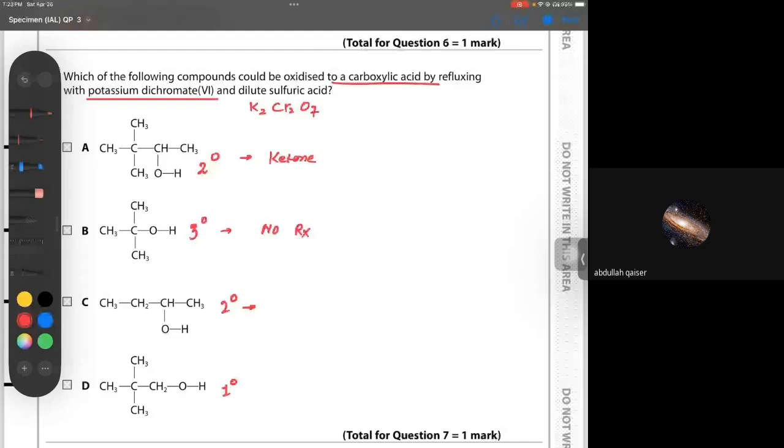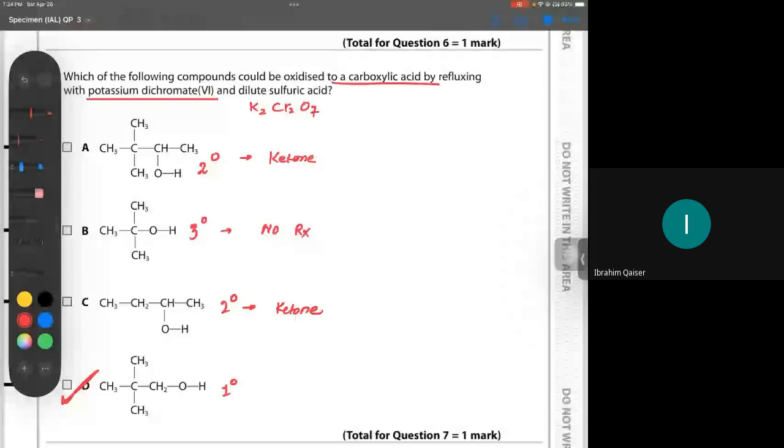Secondary alcohol can be oxidized into ketone. Tertiary alcohol cannot be oxidized. Tertiary alcohol gives no reaction with this oxidizing agent. Again, secondary alcohol can be oxidized into ketone. So option D is your correct option.